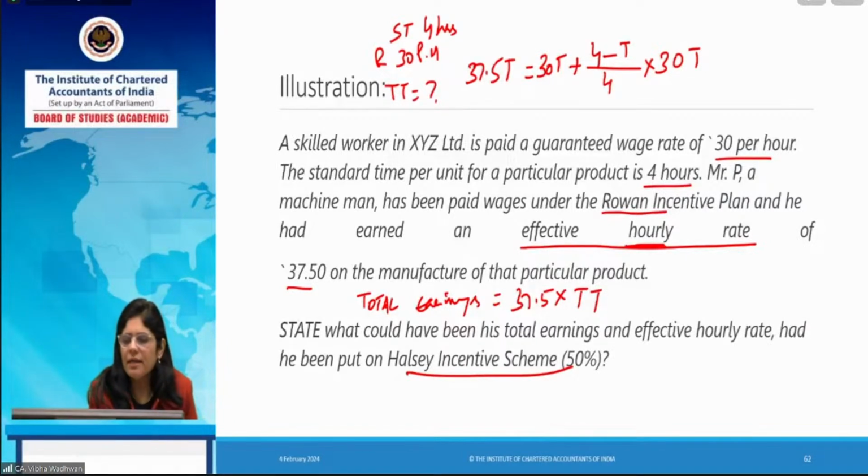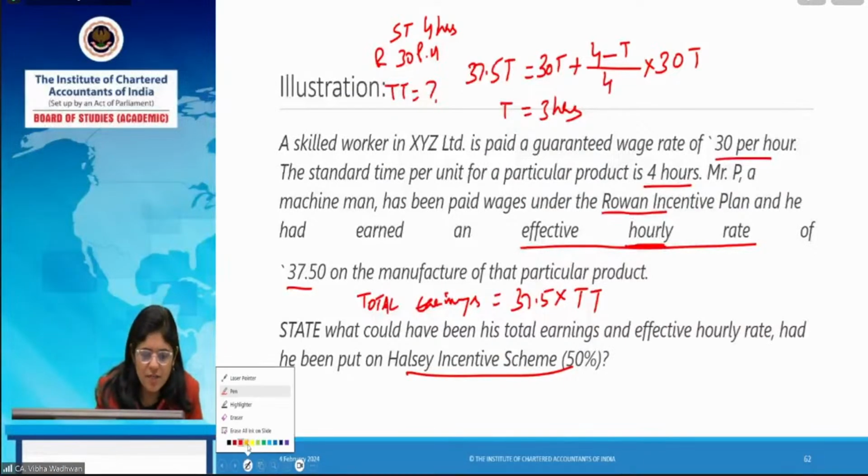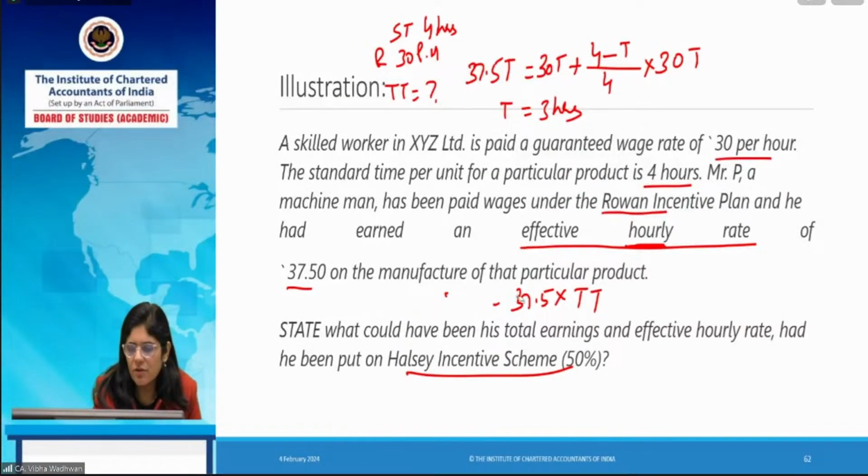Okay, time taken. If you solve this equation, time taken will be 3 hours. All right. So time taken is 3 hours. So that means we have got it. Now we can calculate for Halsey. Clear? You just have to solve the equation. You will achieve the time taken as 3 hours. Now calculate for Halsey.